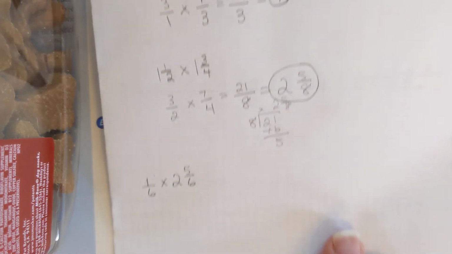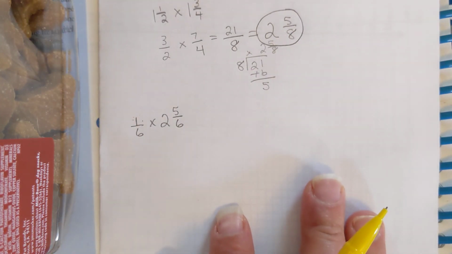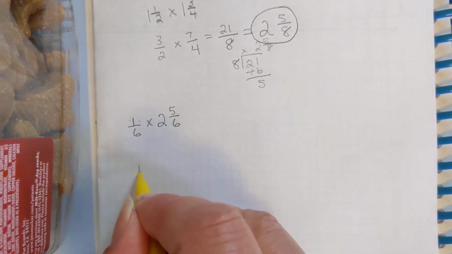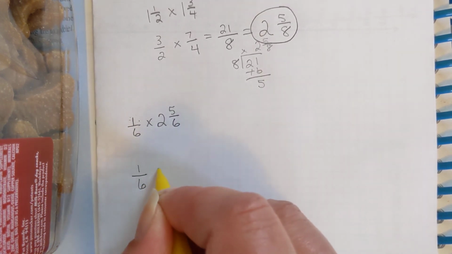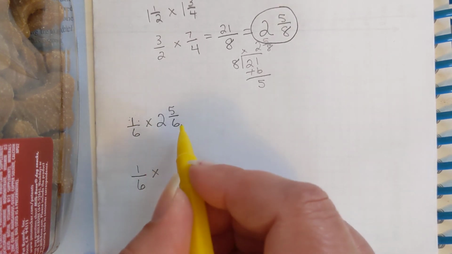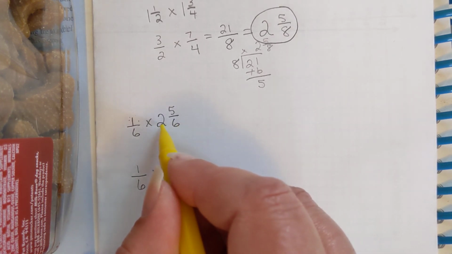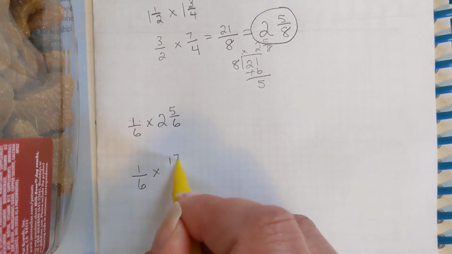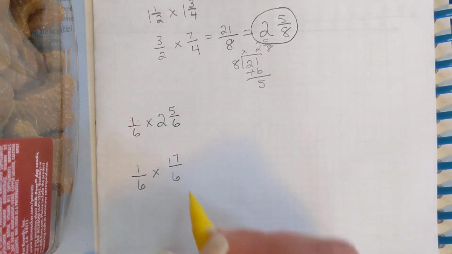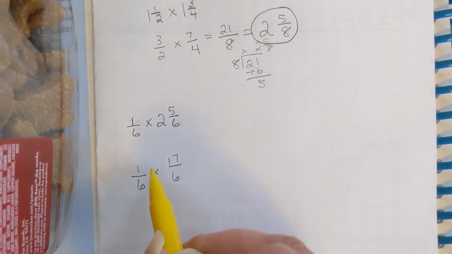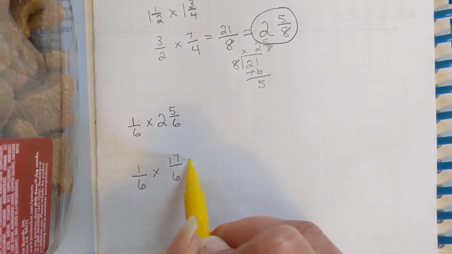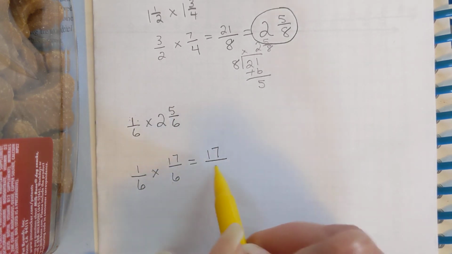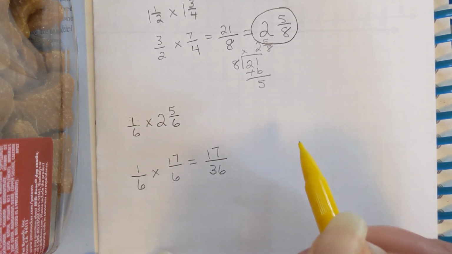All right, one more. 1/6 times 2 5/6. So my 1/6 is good. It can stay written that way. Times, let's make this into an improper fraction. 6 times 2 is 12. 12 plus 5 is 17. So 17/6. Let's do our multiplication. 1 times 17 is 17 over 6 times 6 is 36.